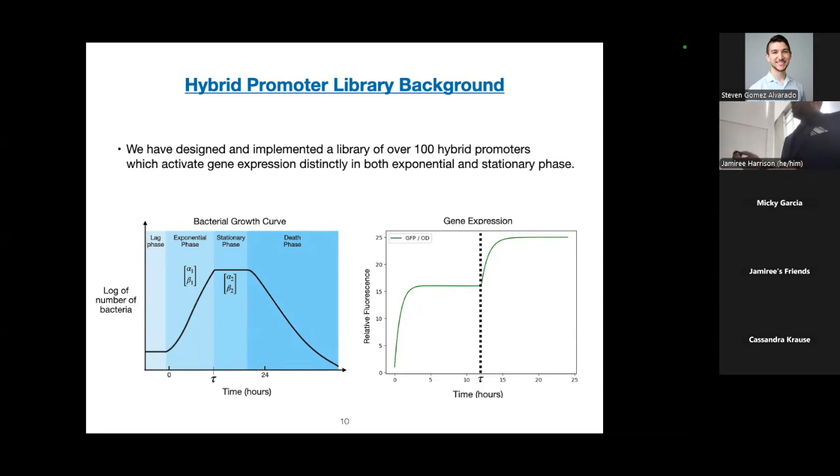So what you're seeing here is an example case of the kind of expression that we're talking about. Once we hit this switch time, from exponential growth phase to stationary phase, at switch time tau, we are seeing a new rise of expression. And this is the characteristic behavior that we were trying to look for, because if we can increase expression throughout the bacterial life cycle, then you can potentially get more bioproducts throughout the entire life cycle of the cell.